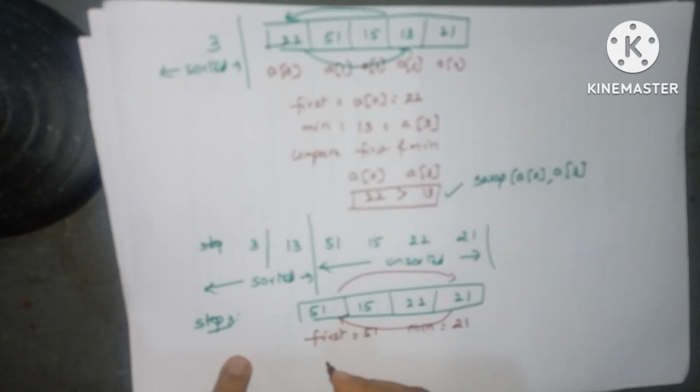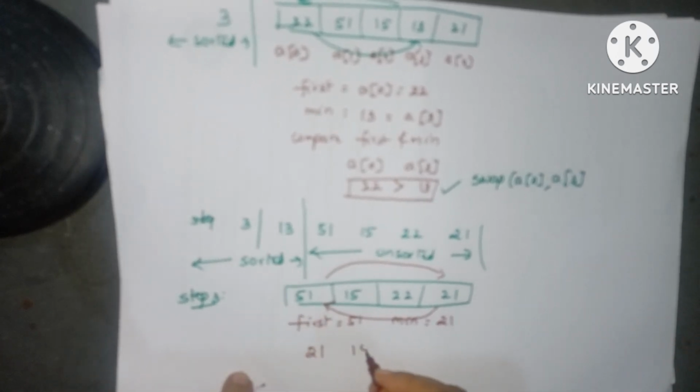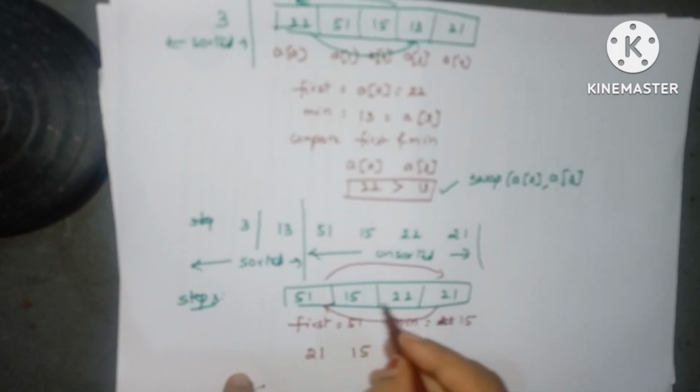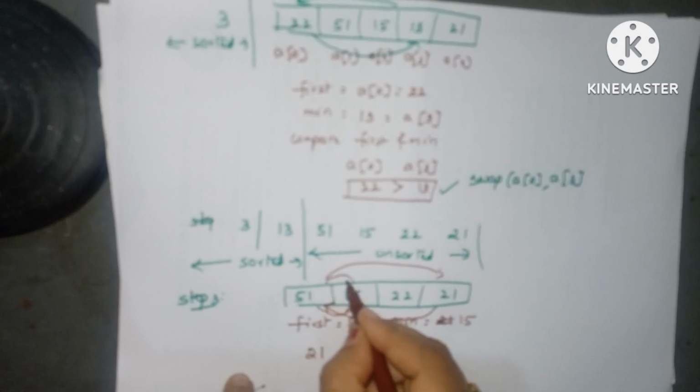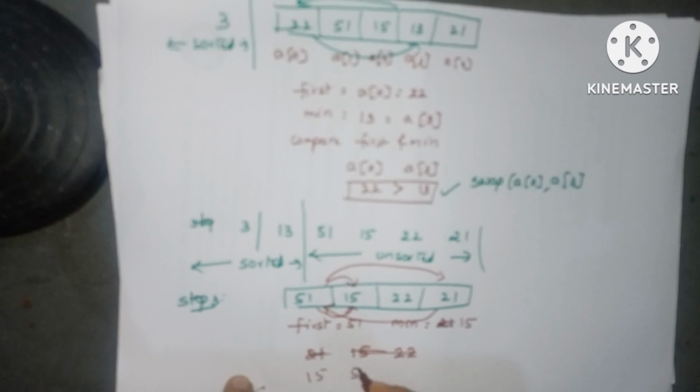Swap. Whenever we swap it, the elements are coming like this: 21, 15, 22. The minimum element is 15, so swap these two elements. That means 15, 51, 22, 21.